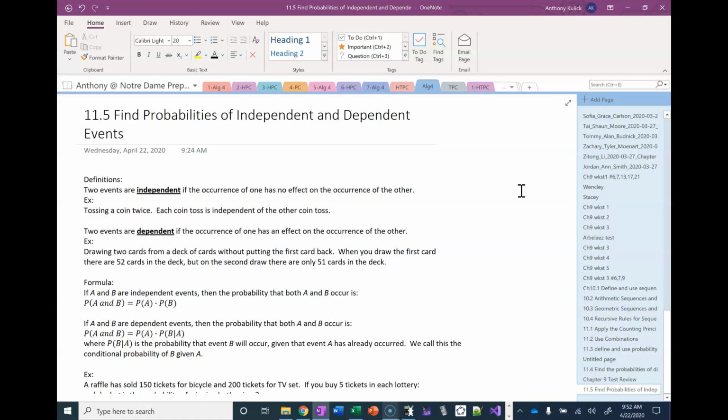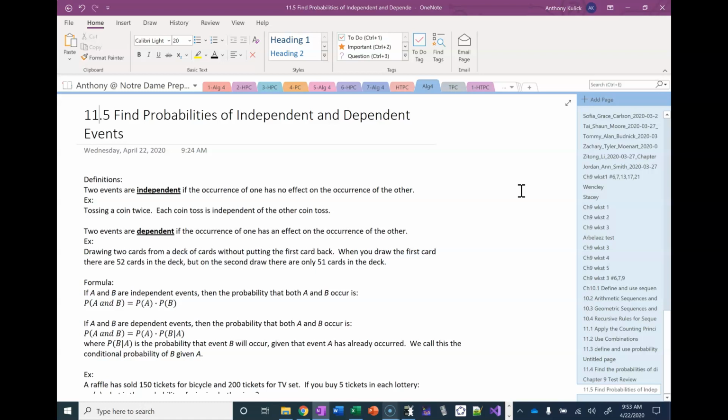So for an example, we might talk about tossing a coin twice, where if I toss the coin the first time and I get heads, that result doesn't have any impact on what will happen when I toss the coin a second time, right? It's still going to be 50-50 chance of coming up heads or tails. And now you might think, oh, well, aren't all events independent? Well, the answer there is no. There's lots of situations where events are dependent.